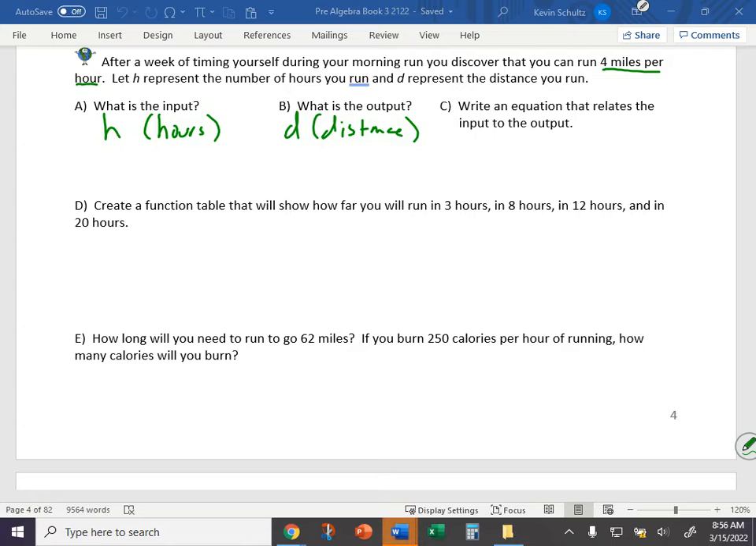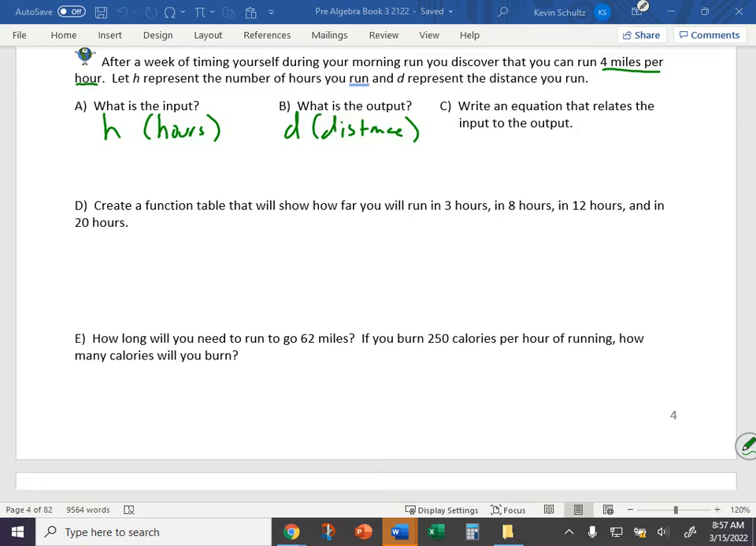Now here's the hint that you can use not only on your homework but also for the test. Okay? If you look at letter D, it says create a function table that will show how far you will run in 3 hours, 8 hours, 12 hours, 20 hours. What am I asking you to test? The hours, right? And since what we test is the input, if I'm asking you to test the hours, you know that's going to be the input. So if you're having trouble identifying these, take a look a little further down the page. What am I asking you to test? And that's going to be a hint.